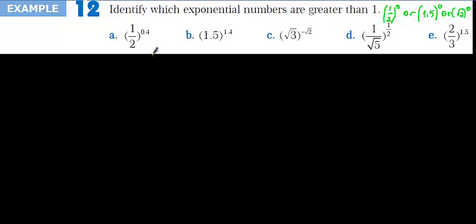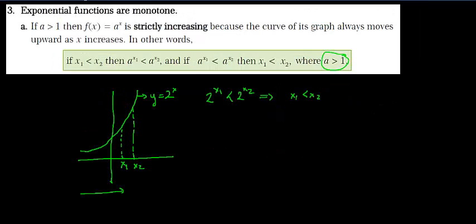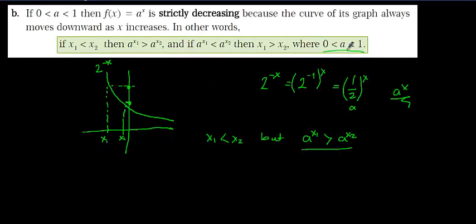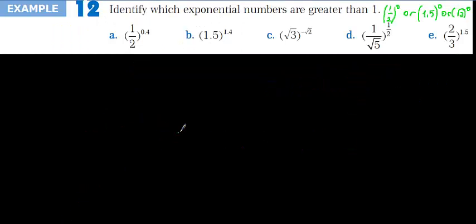So when I want to compare with one, I'm going to compare with respect to the base and with respect to these x1 and x2 values. If it is an increasing function, it means that a is greater than 1. If it is a decreasing function, it means that a is smaller than 1. Okay, let's continue. Now, 1 over 2 to the power of 0.4. And here it says to compare with 1 and find which one is bigger.